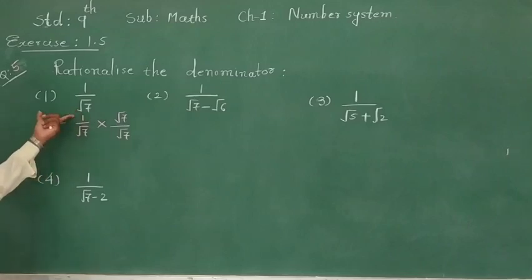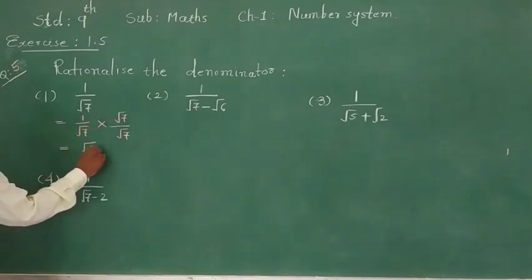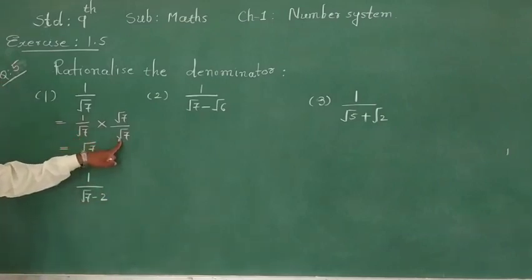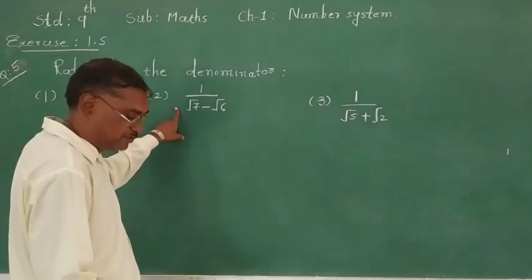So the denominator will now be rationalized. The numerator: root 7 multiplied by 1 is root 7, upon root 7 multiplied by root 7, root 49, and the square root of 49 is 7. So we can see now 7 is rational. That means we have rationalized the denominator.